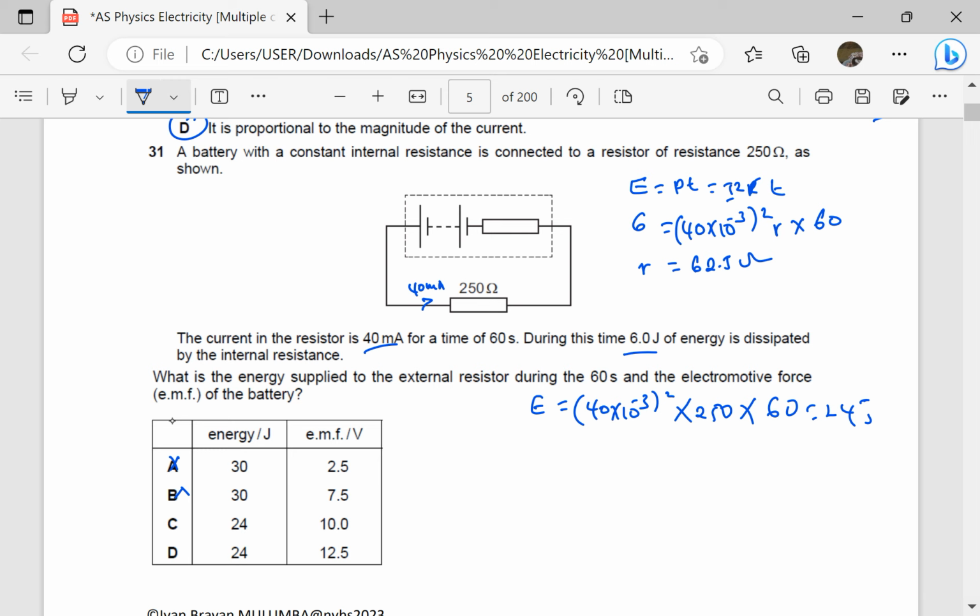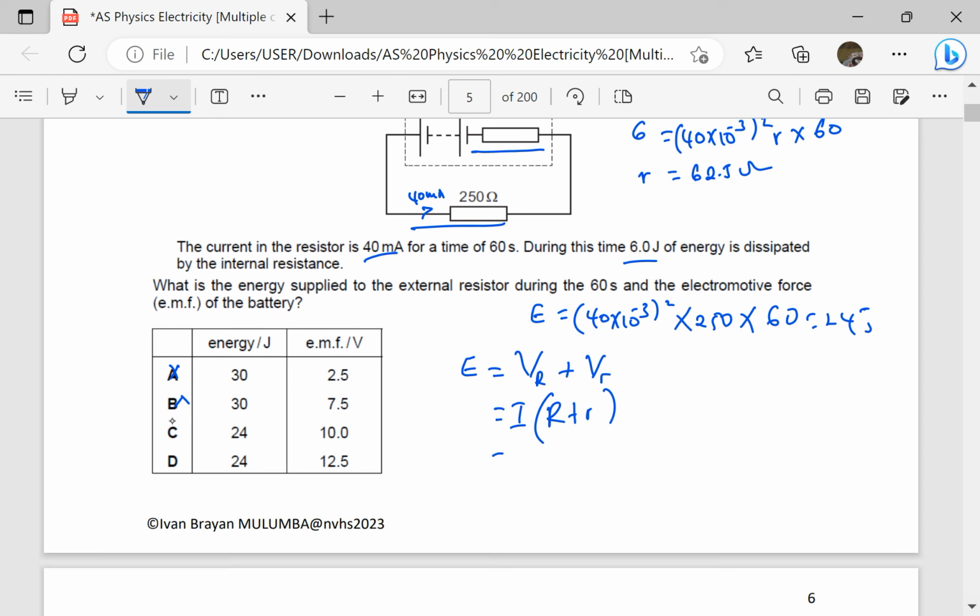Now I know I can find the PD across this one and the internal, so that is very easy. The e.m.f is equal to the PD across the external resistance plus the PD across the internal resistance. So this would be current times the big resistance plus the internal resistance.